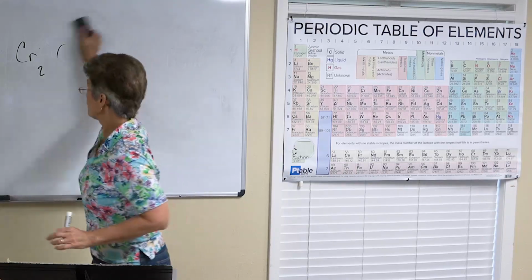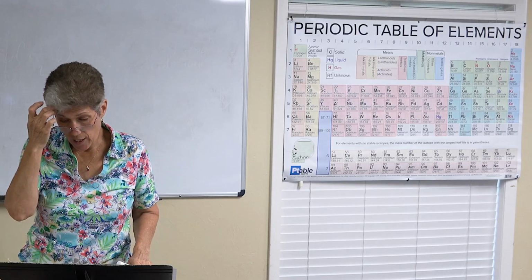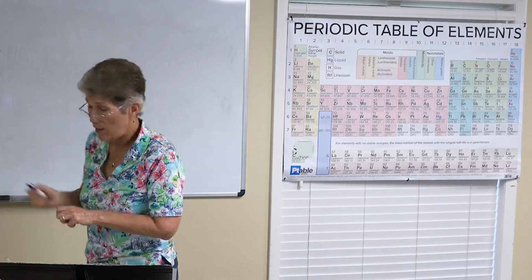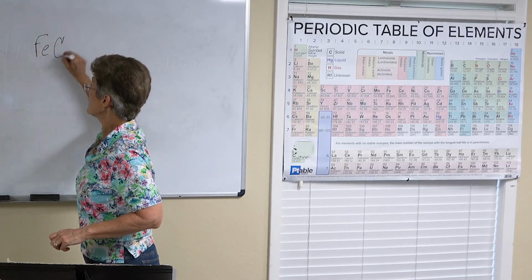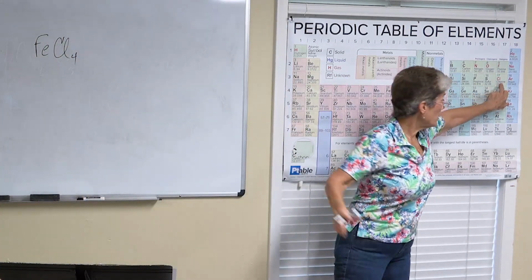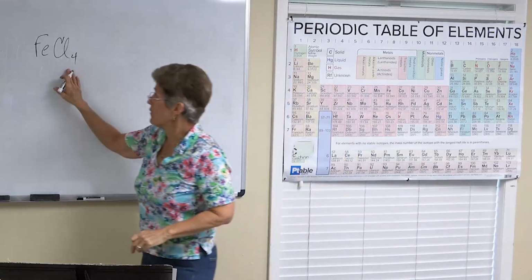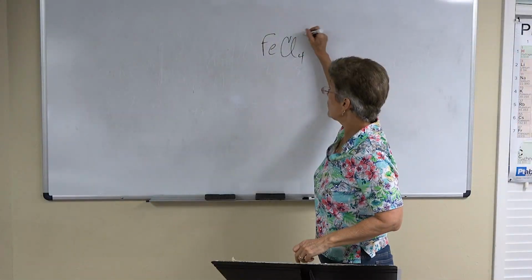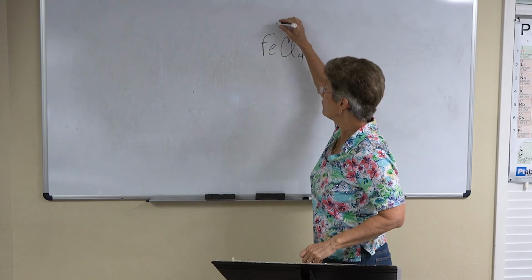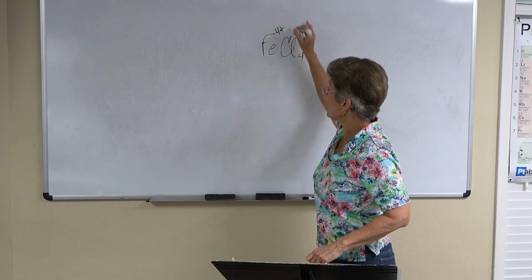Number 14. Iron can take on more than one charge in an ionic compound. What is the name of FeCl4? Now we look at chlorine. Well, here it's chloride. It's in group 7, so it's going to be -1. So this is a -1 charge, so that's got to be a +4 charge because each of these are -1. So this guy's got to be a +4.